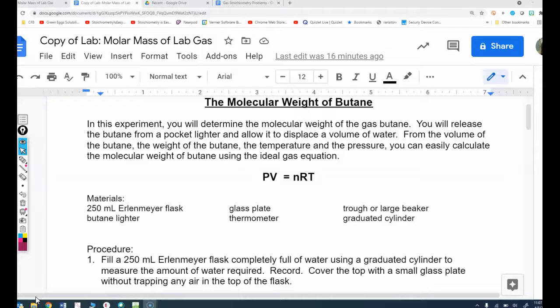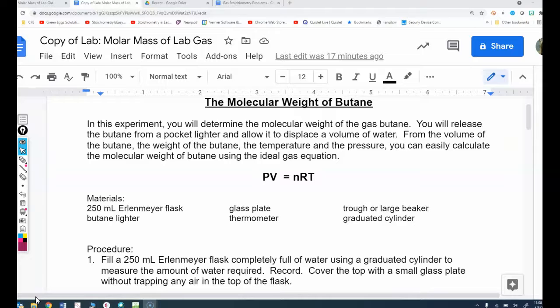I'm going to go ahead and read the background. It says, in this experiment, you will determine the molecular weight of the gas butane. That's what we use in lab. I will release the butane from a pocket lighter. This is going to be one of the things that we use, and allow it to displace a volume of water. From the volume of the butane, the weight of the butane, the temperature and pressure, you can easily calculate the molecular weight of butane using the ideal gas equation.